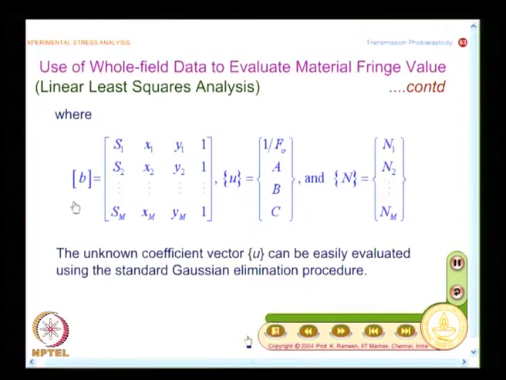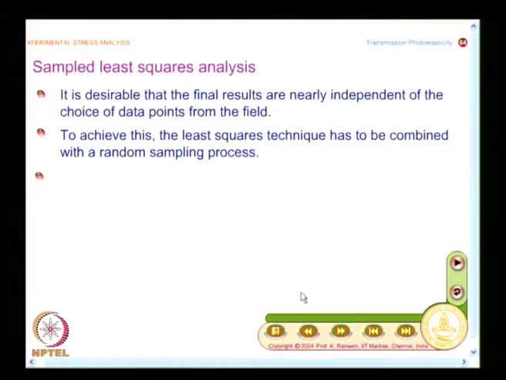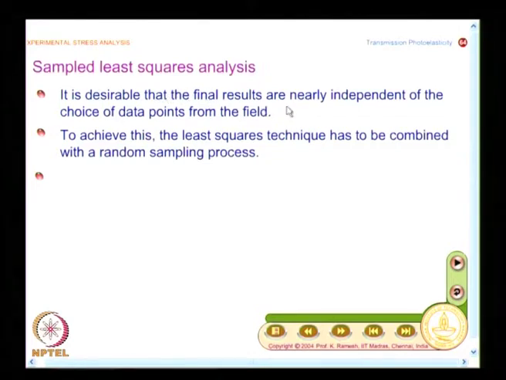The method has become popular because I can construct matrix B, vector u and n very easily from measurements, and finding out the final result is very simple and straightforward. You can do it by several simple methods. And I said, when I am developing a statistical method, I must also ensure that I take advantage of the statistical processing completely. So, that is why I call this sampled least squares analysis, because I want no preferred selection of data points. Any set of data points which I select should yield me one unique value. The focus is the final results are nearly independent of the choice of data points from the field.